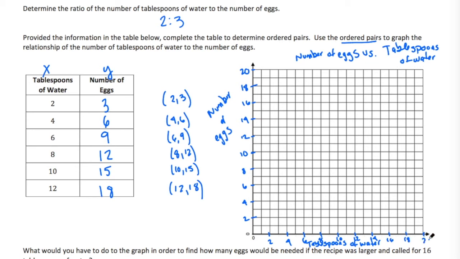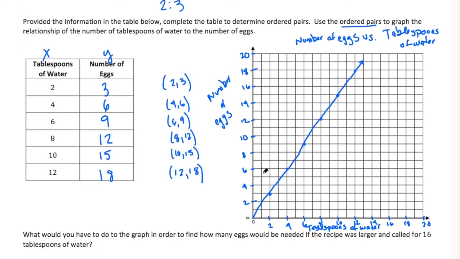18 and 20. Okay, so the first ordered pair we have is 2, 3. 2 on the x, 3 on the y, right there. Then we have 4 with 6, and then we have 6 with 9, 8 with 12, 10 with 15, and 12 with 18. Great. We can go ahead and connect this with a nice line. Hopefully you use a ruler and yours will be a little straighter than mine.